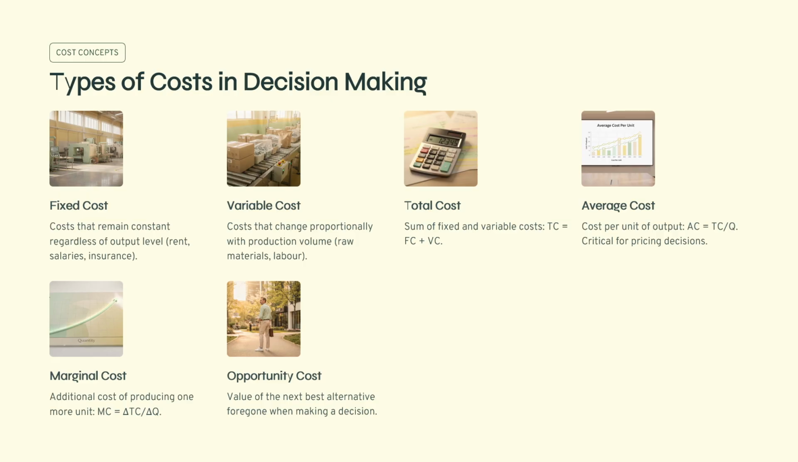Okay, types of cost in decision making. One is fixed cost, variable cost, total cost, average cost, marginal cost, and opportunity cost. So these are the costs. When they ask what the types of cost are, you have to write fixed cost, variable cost, total cost, average cost, marginal cost, and opportunity cost. Due to time non-availability, I am just reading. Just go through the PPTs which I am going to upload in your app.